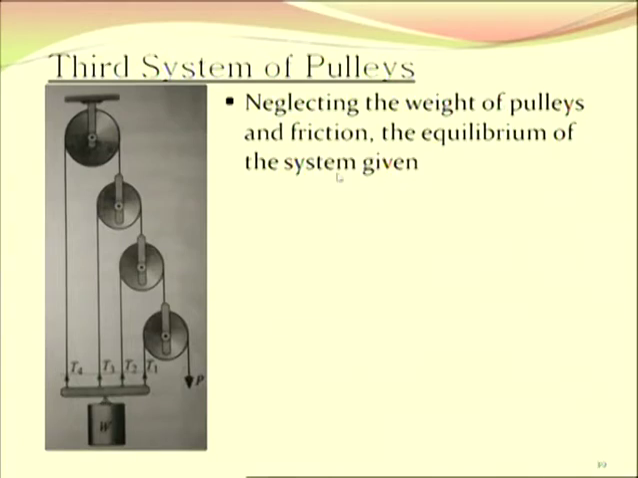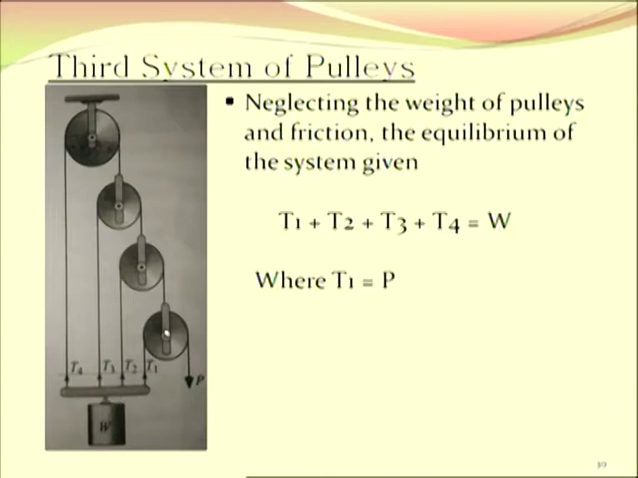Neglecting the weight of pulleys and friction, the equilibrium of the system is given as follows. Here we consider the tension in each cable. For the first pulley, tension in the first rope is T1, tension in the second rope is T2, tension in the third rope is T3, and tension in the fourth rope is T4. Then for equilibrium, T1 plus T2 plus T3 plus T4 equals the total load W. So for equilibrium of this, T1 plus T2 plus T3 plus T4 results as W.